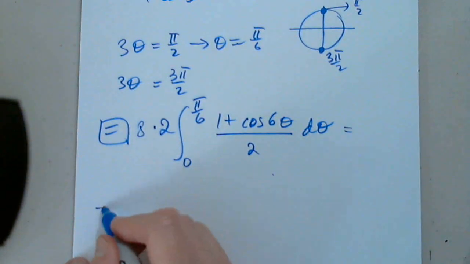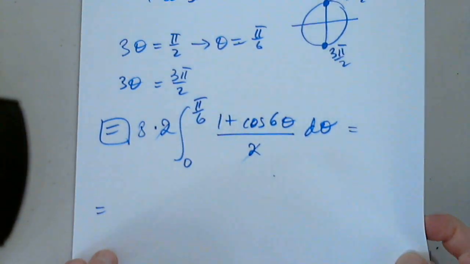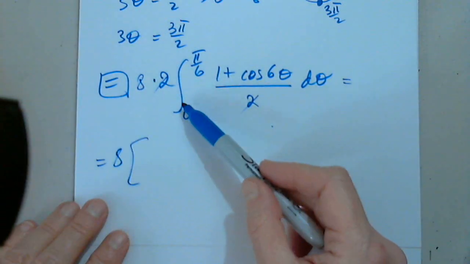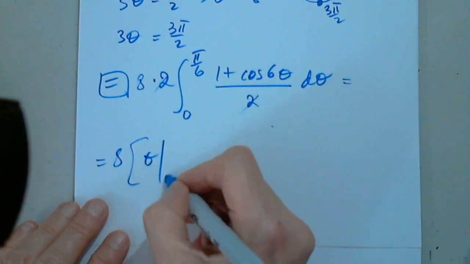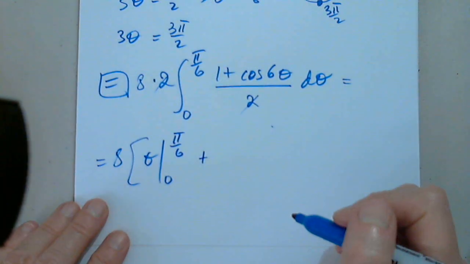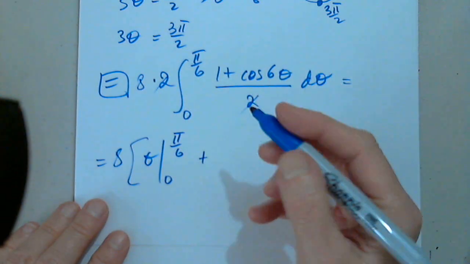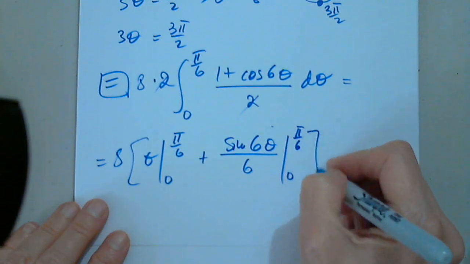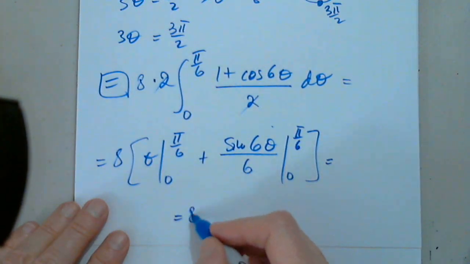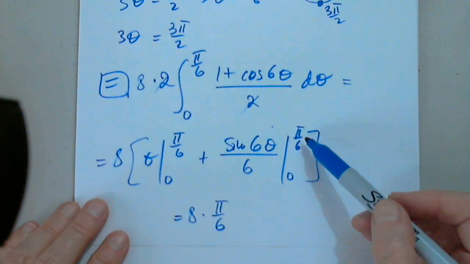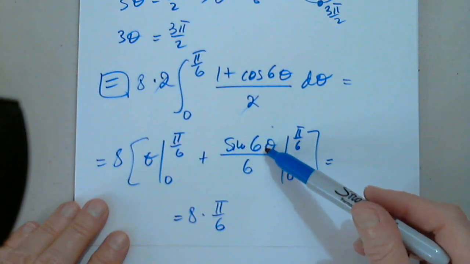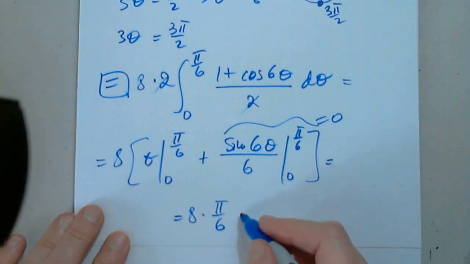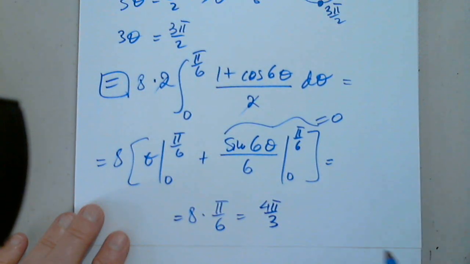Okay, so we continue. Yes, this goes away again. So we have an 8 in front. And we have the integral of 1, which will be theta from 0 to pi over 6, plus the integral of cosine 6 theta, which is sine 6 theta over 6 from 0 to pi over 6. So this is 8 times pi over 6. Pi over 6 will give us sine pi, which is 0, and 0. So this again equals 0. And I will simplify, and I get 4 pi divided by 3. And that is the area.